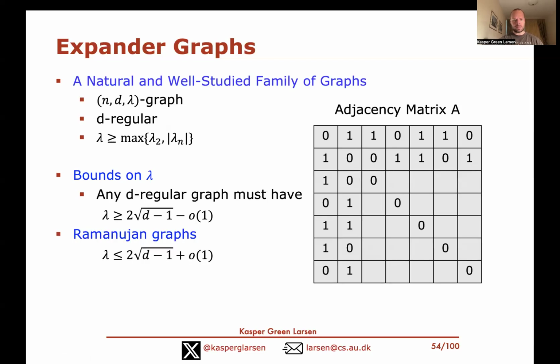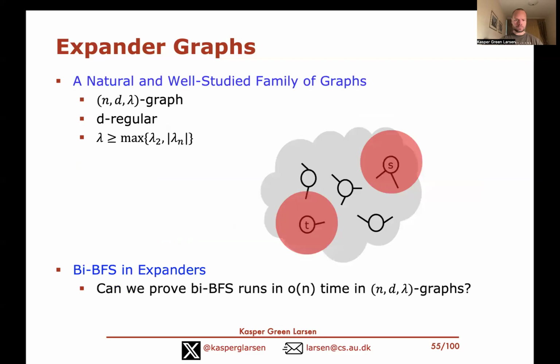Similarly, graphs are called Ramanujan if this lambda is basically 2 times the square root of d minus 1, and it is known that such graphs exist. In some sense, a graph is a better expander the smaller this lambda is, and the best you could hope for is what Ramanujan graphs satisfy, 2 times the square root of the degree minus 1. So this is a family of (n, d, lambda) graphs.